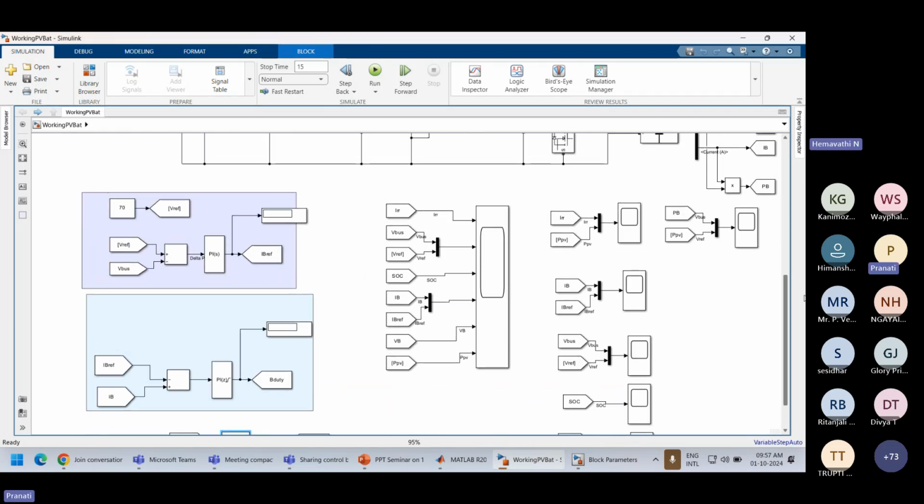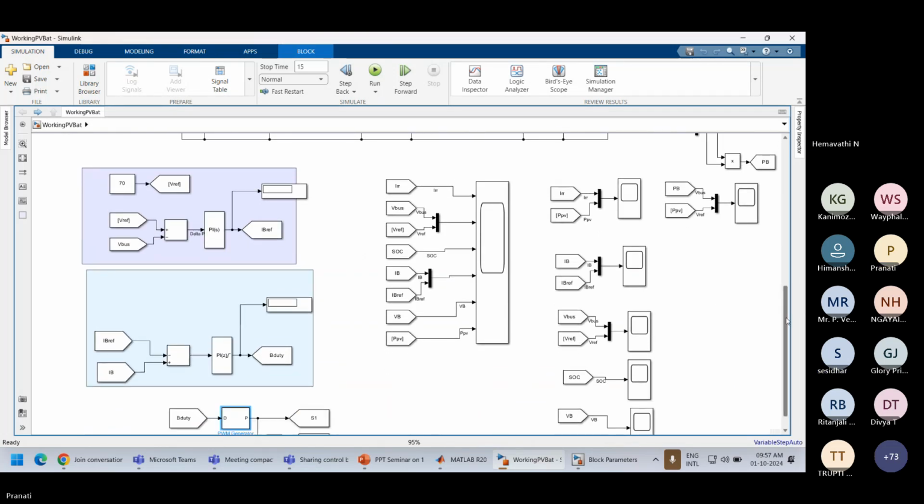Excuse me, ma'am. Sorry to interrupt you. I have a question: how do we select the KP and KI values? Can you please elaborate? Are there different algorithms or different optimization techniques used?